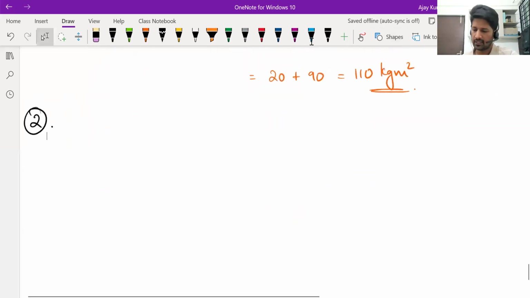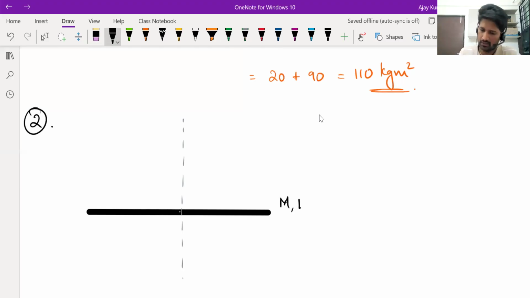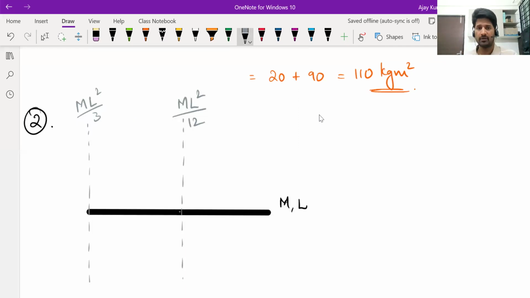Next, we'll just verify one of the results we have already derived. For a rod, about its perpendicular bisector, we already know the moment of inertia. Like we already know the formula for moment of inertia. Assume the rod's mass is m, length is L, uniform rod. Then this axis moment of inertia is mL squared by 12. And about an axis passing through one end perpendicular to it, it is mL squared by 3. These two results we derived from the fundamentals.